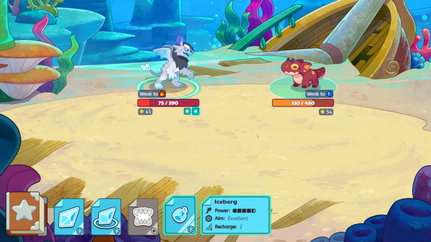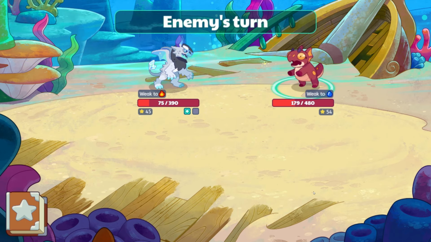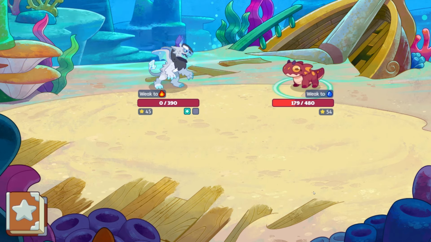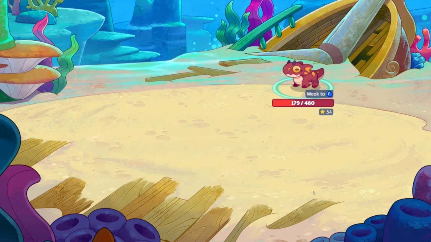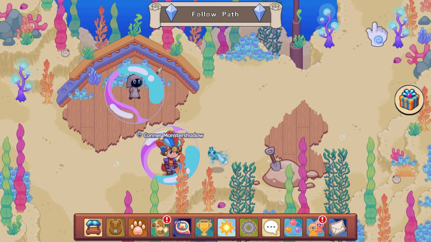All right, let's do Iceberg here. 131. If we get a really good bite, then we might be able to do that, but that is going to wipe us out. We will get him next time. I think I'm going to come back for this wizard here. So let's come on over this way.